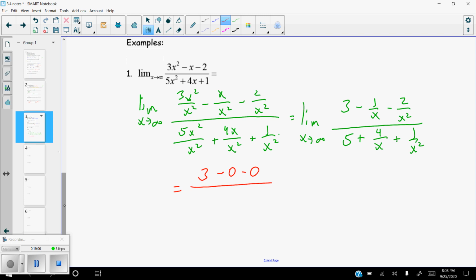The limit of 5, it's a constant as x approaches infinity, is still 5. 4 over x is some number over x. Well, that's going to go to 0. And then 1 over x squared. Again, that's that theorem, which is 1 over x to the r power as long as r is greater than 0. Also goes to 0. So then you just simply end up with 3/5. That's a very, very long, drawn-out process to get something that we can just look at to understand where it comes from, but that is actually algebraically how you do it.